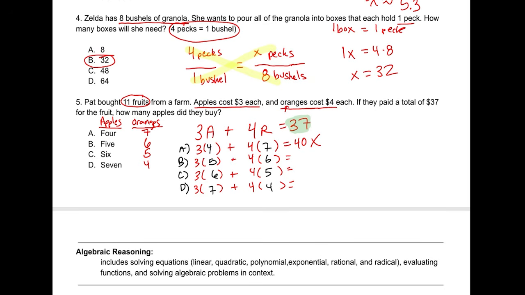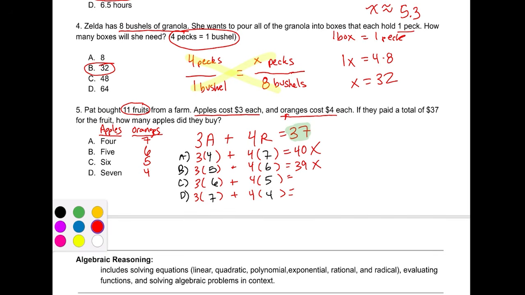3 times 5 plus 4 times 6 is 39. So that's not going to be our answer. 3 times 6 plus 4 times 5 is 38. That's not going to be right. So it's looking like it's going to be answer choice D, but let's throw it in the calculator just to make sure. 21 and 16 does add up to 37. So our answer is choice D.